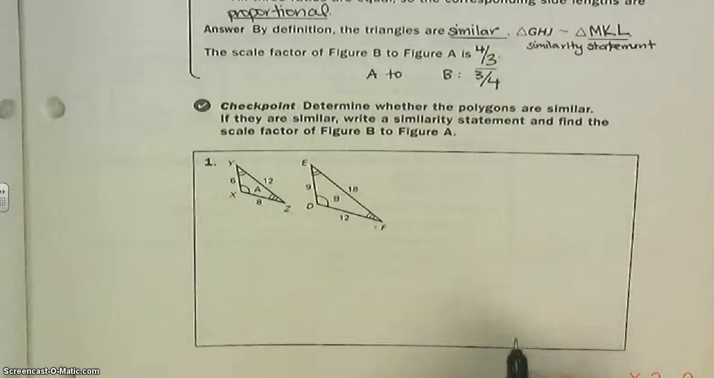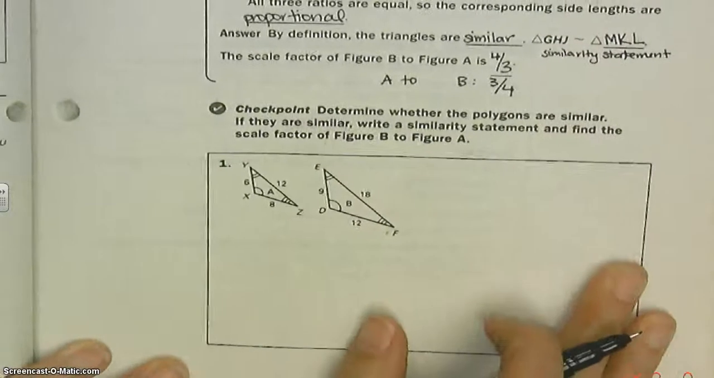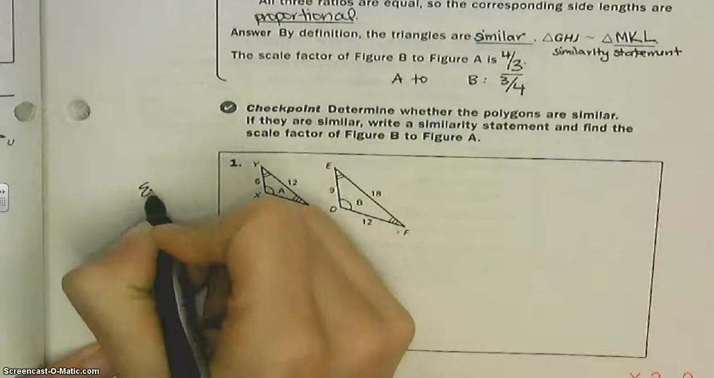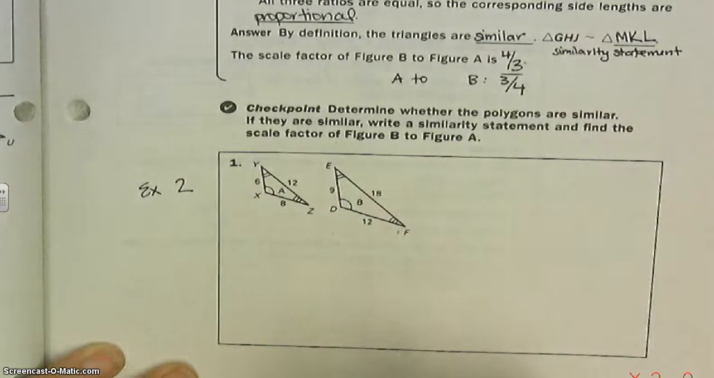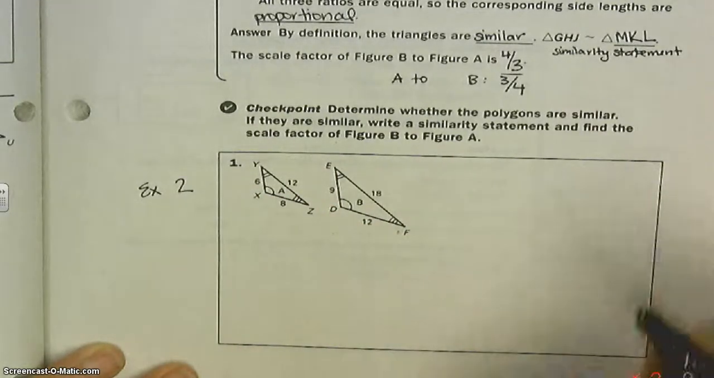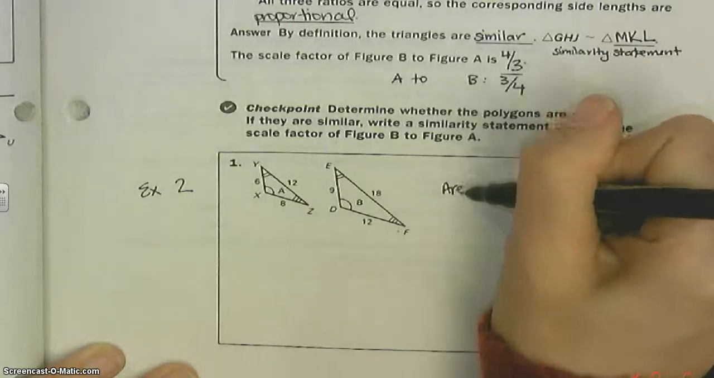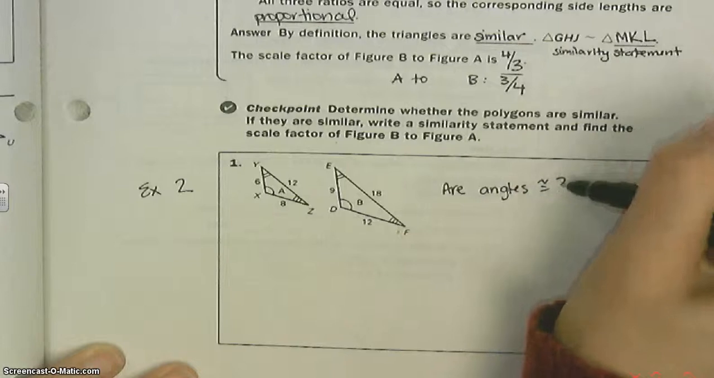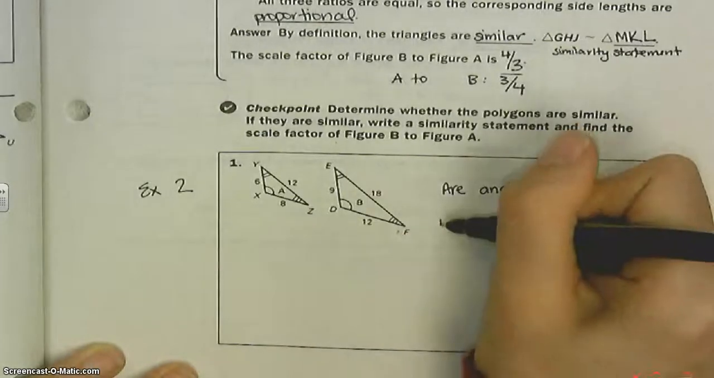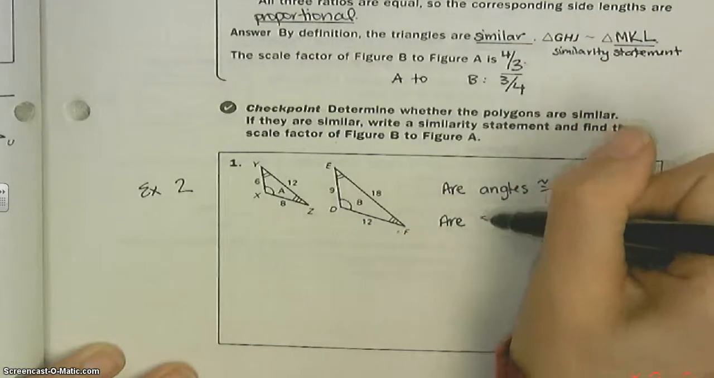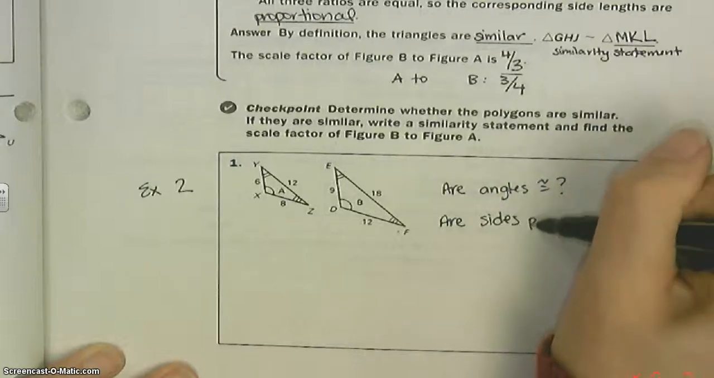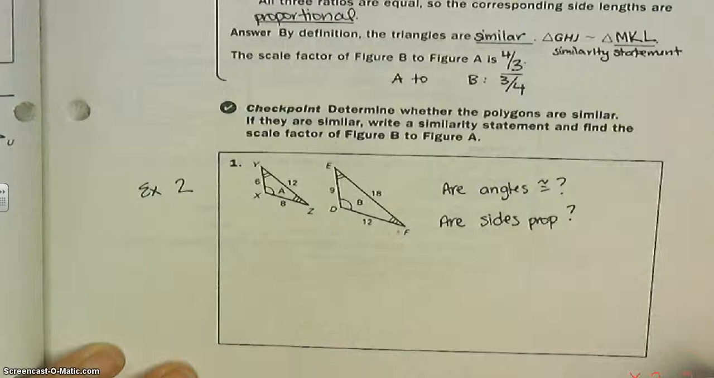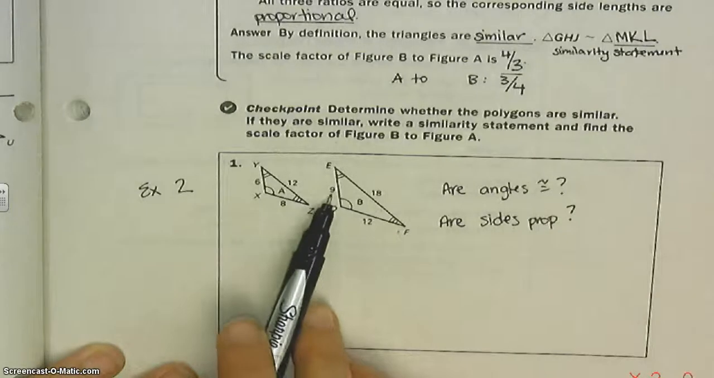All right, determine whether the polygons are similar. If they are, write a similarity statement and find the scale factor. All right, this is just like example 2. So first you're going to check the angles. Are the angles congruent? Then you have to check, are the sides proportional? So go ahead and start checking. 9/6.